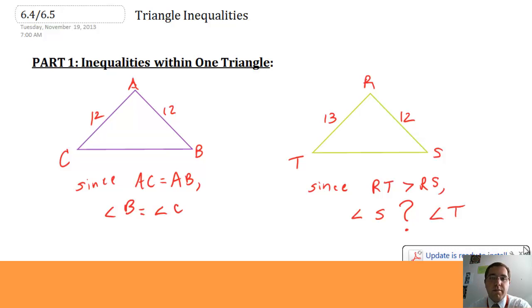So I know from the isosceles triangle theorem that since AC equals AB, then the angles opposite those sides must be equal. Angle B must equal angle C.